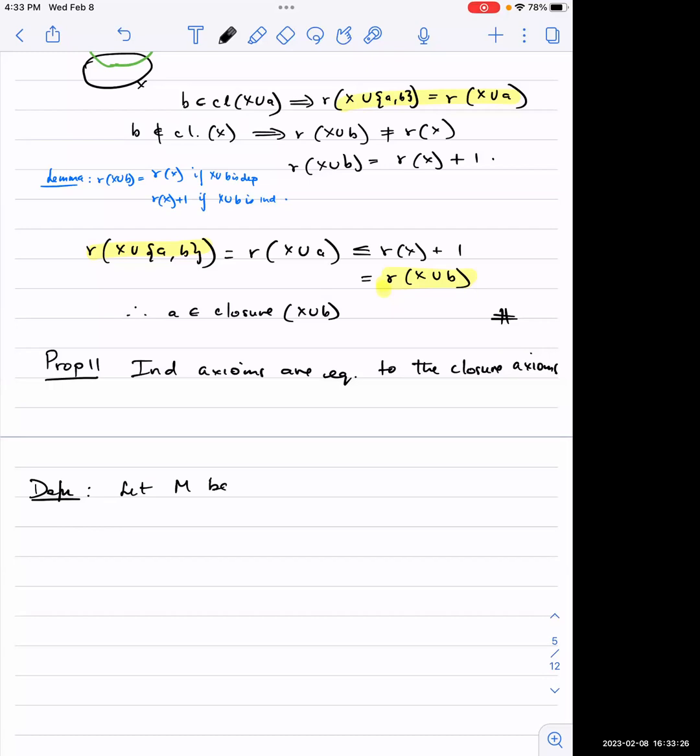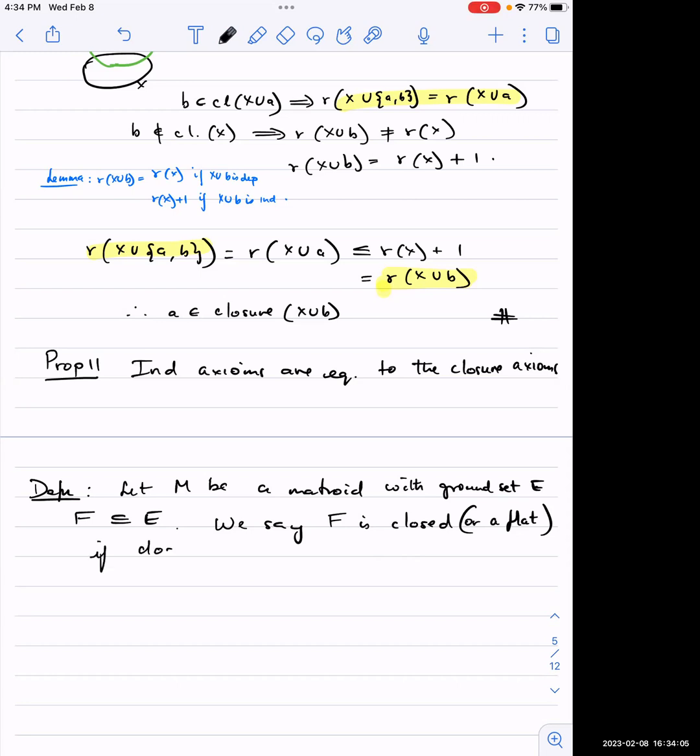Let M be a matroid with ground set E. Let F be some subset of E. We say F is closed, or another word for closed is a flat, if the closure of F is equal to F.